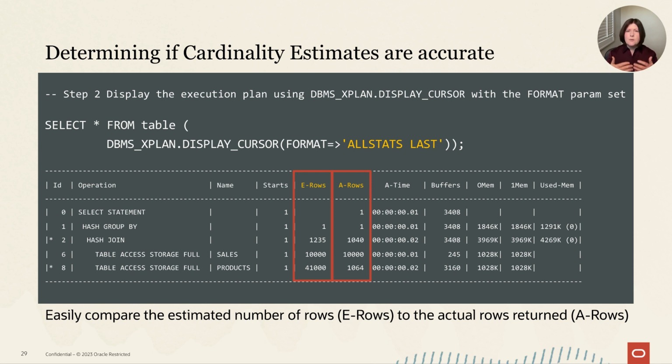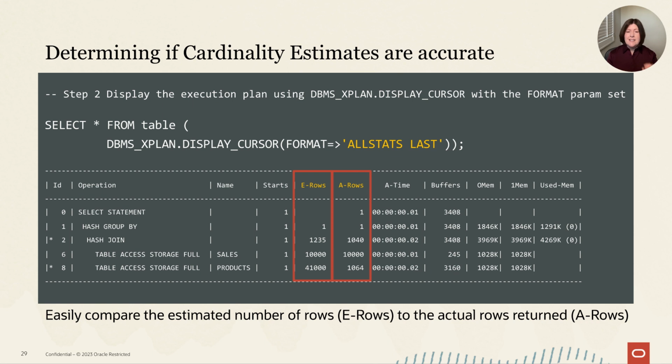The two columns are right next to one another inside the plan, so you can quickly scan down through those columns and see how close the estimates were to the actual number of rows. Now, they don't need to be identical, but you do want them to be in the same ballpark. That means the same order of magnitude. So in my example here, it looks like we have a serious misestimate for the products table because we thought we were getting 41,000 rows. We actually only got 1,000 rows.